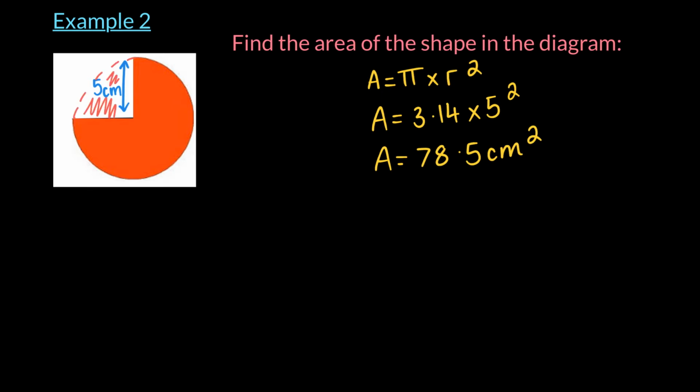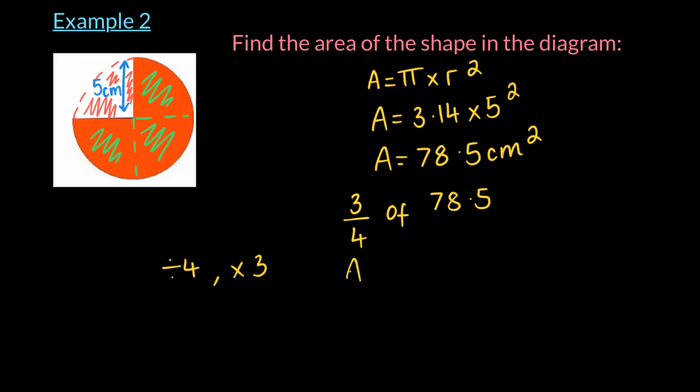So if we had this bit in here as well. What we actually have is 3/4 of that circle, because if I just draw the diagram here, this is a quarter, this is a quarter, and this is a quarter. So in total, we have 3/4 of the full circle. And that means that we have to find 3/4 of 78.5. The way to do that is just to divide it by 4 and then times it by 3.